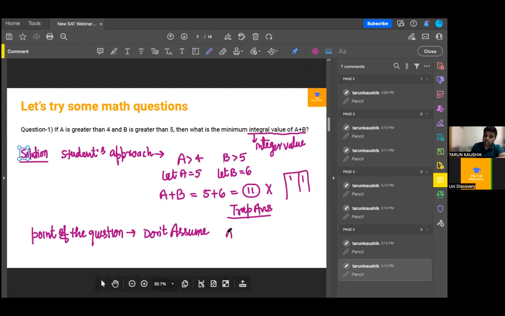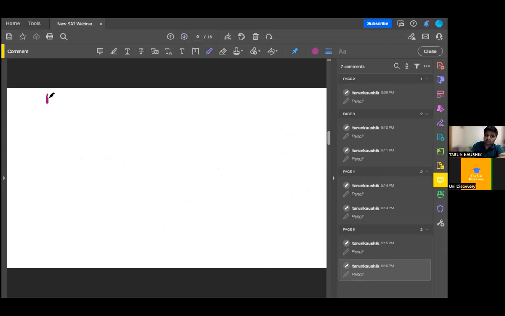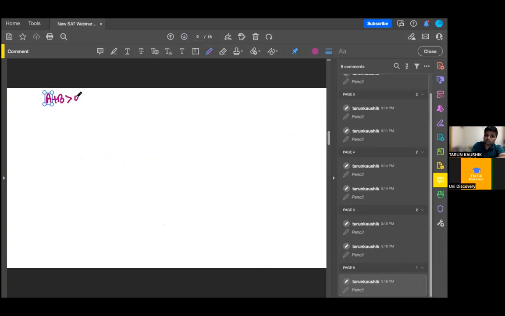So I know that A is greater than 4, B is greater than 5. If we add both the inequalities, I'll get A plus B is greater than 4 plus 5. So that gives me that A plus B is more than 9. So I need to look for the minimum integral value of A plus B. So now I know that the value of A plus B has to be greater than 9, and I need to look for the minimum value.